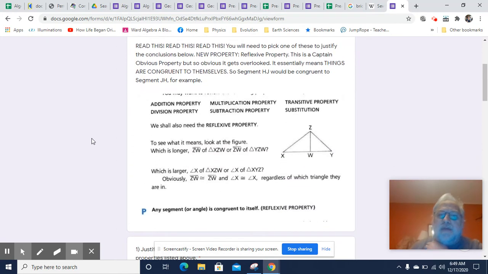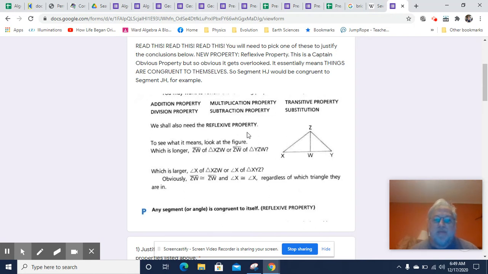And I've listed some of the basic properties that we've worked with so far: the addition, division, multiplication, substitution, transitive, and substitution properties, which are all part of what we've been doing with geometry. But there's one more I want to add, which is kind of a Captain Obvious property.